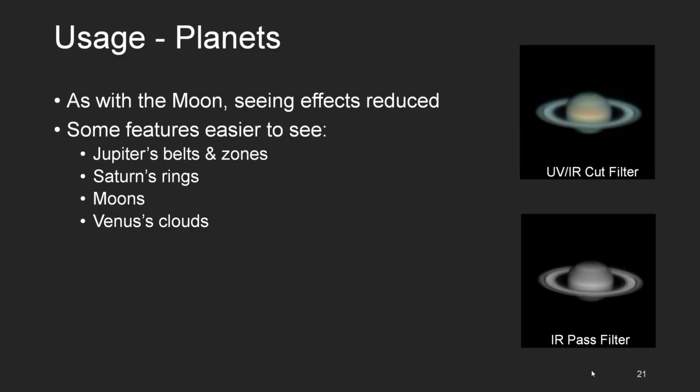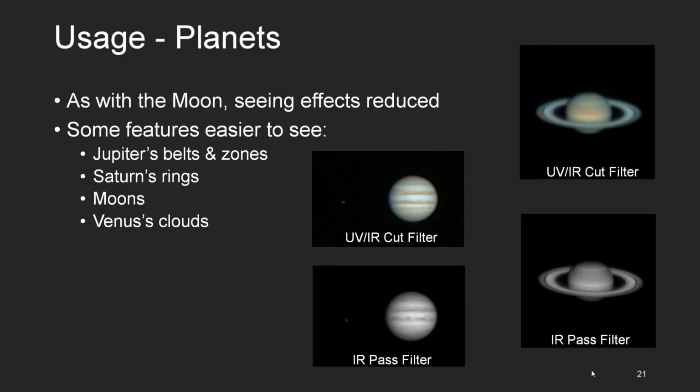Here are some images I captured of Saturn on the same evening using both visible and infrared light. Note how the IR image is much sharper and has better contrast. A similar effect can be observed in these images I took of Jupiter. Seeing was poor that night, but even still, you can see the improvement in sharpness and contrast provided by the IR pass filter.